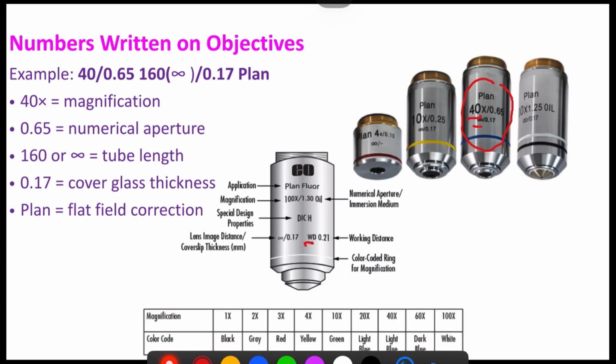Some lenses show WD, that is working distance, which we will discuss later on, and these all have some color coding. So if 4x is there, it has a different color according to the different manufacturer. White denotes 100x, blue is for 40x, yellow is for lower magnification. So these are the numbers written on the objectives.